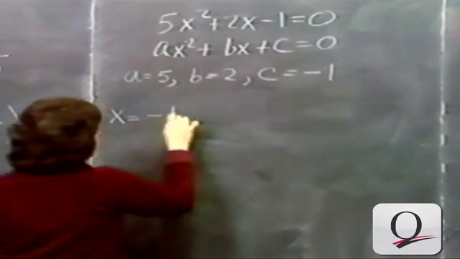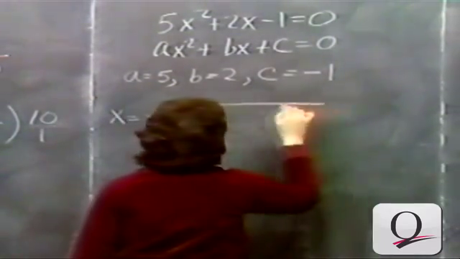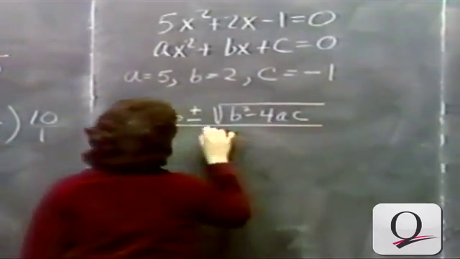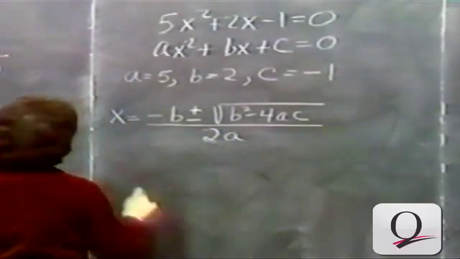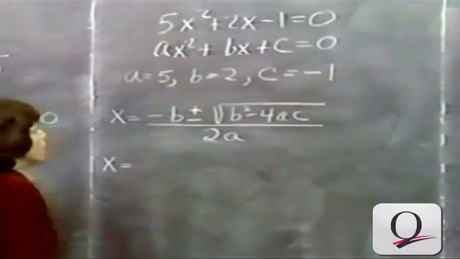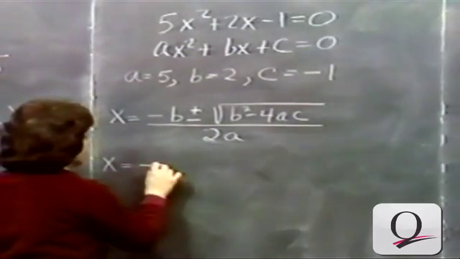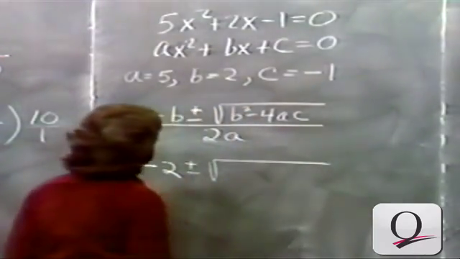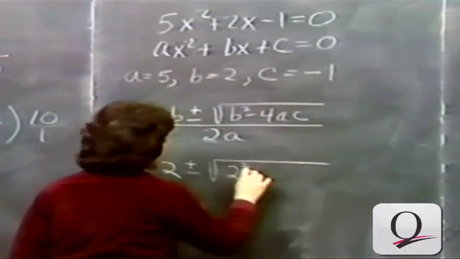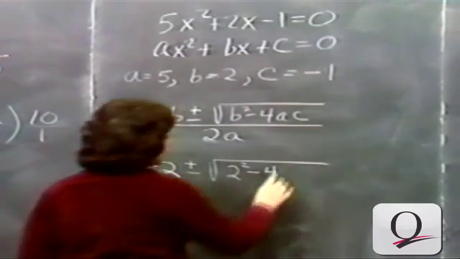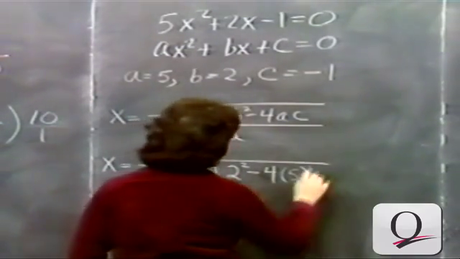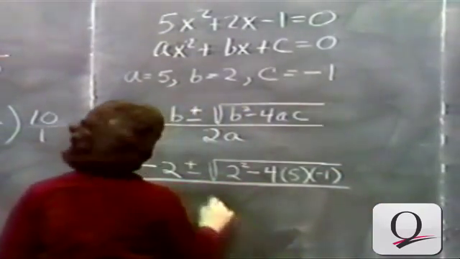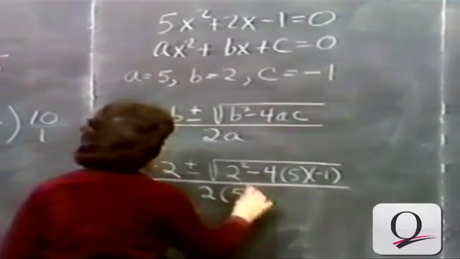x equals minus b plus and minus the square root of b squared minus 4ac, over 2a. So we get minus b, that's minus 2, plus and minus the square root of b squared, that's 2 squared, minus 4 times a, which is 5, times c, which is minus 1, all divided by 2a, 2 times 5.